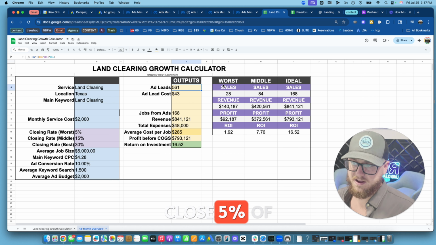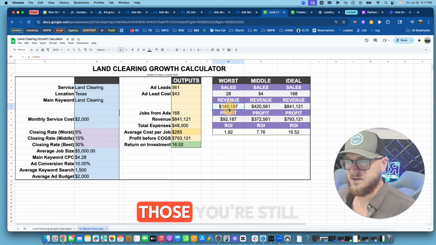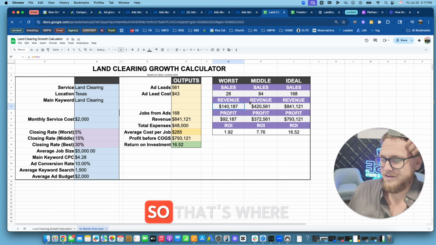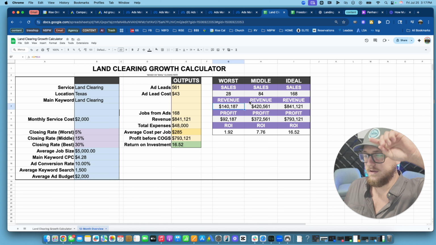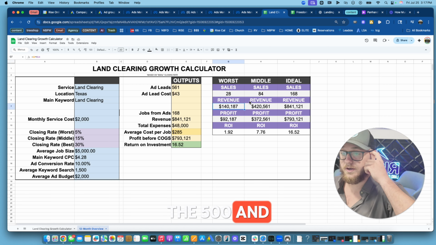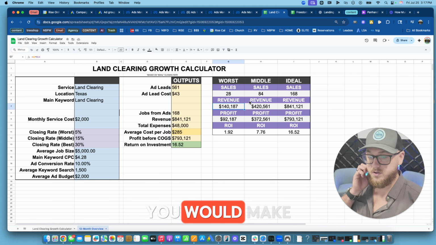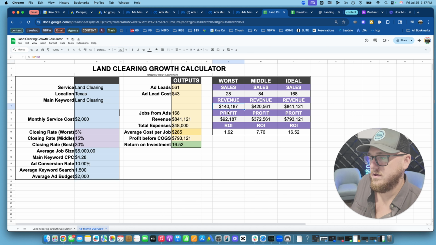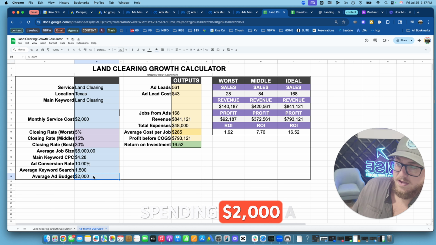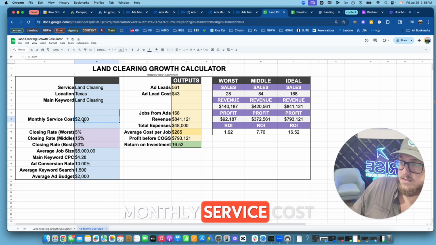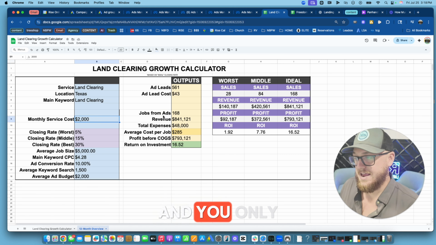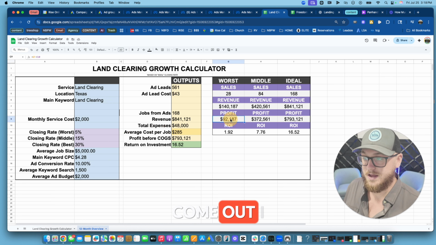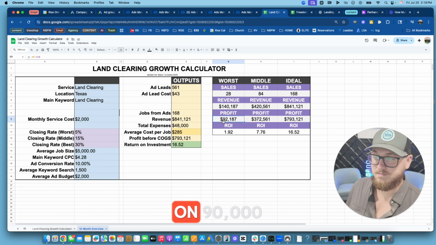If you could close 5% of those, you're still making 140, right? So that's where I'm saying you could spend the 500 and hopefully close 30%, and then maybe you would make enough to have a decent salary to pay yourself. But if you're spending $2,000 a month with a monthly service cost and you only close 5%, you're still going to come out. I mean, people can live on 90,000.